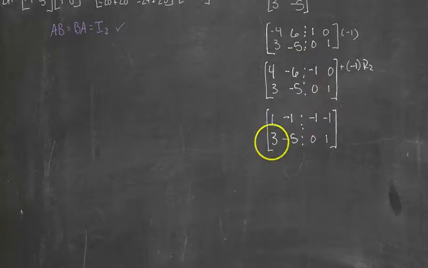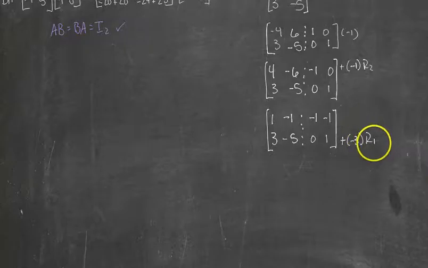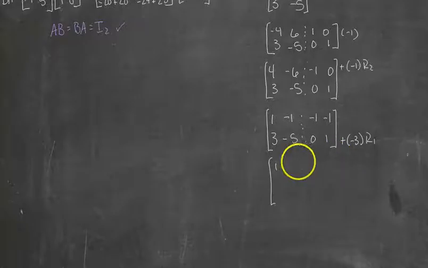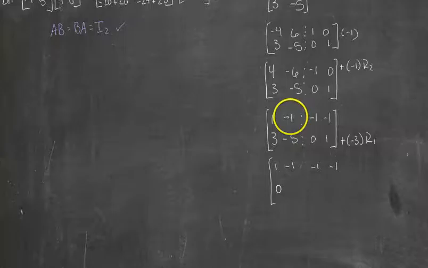Now, I want to get a 0 here. So I'm going to add negative 3 times row 1. So the row I'm not changing. Let me be neater about that. Okay, now negative 3 times 1, negative 3 plus 3 is 0. Negative 3 times negative 1 is 3, minus 5, negative 2. Negative 3 times negative 1 is 3, add 0. Negative 3 times negative 1 is positive 3, add 1.